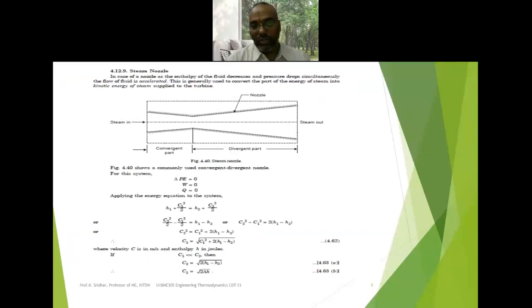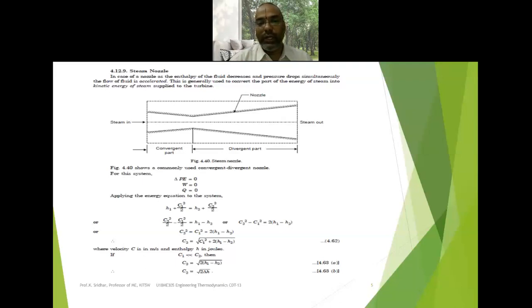What is the function of the steam nozzle? Steam nozzles are normally classified into the convergent nozzle, divergent nozzle, and the combination of the convergent and divergent nozzle. Here in picture 4.40, it is representing the convergent divergent nozzle. The function of the nozzle is to increase the velocity of the steam by decreasing the pressure. How is it possible to increase the velocity of the steam by means of the steam nozzle? It is only by having a decrease in the pressure of the steam.